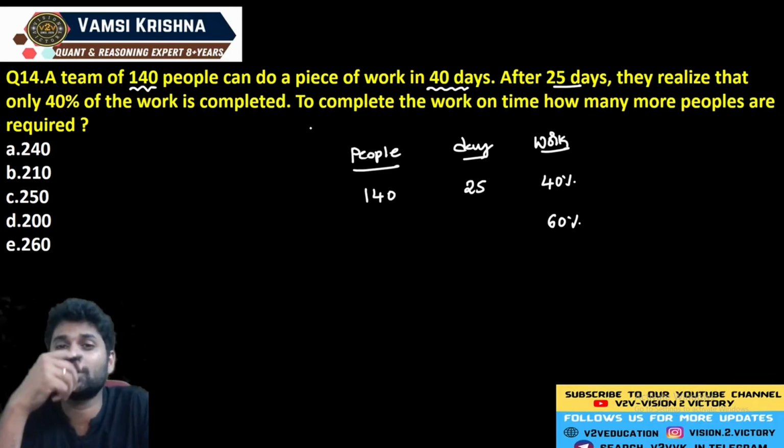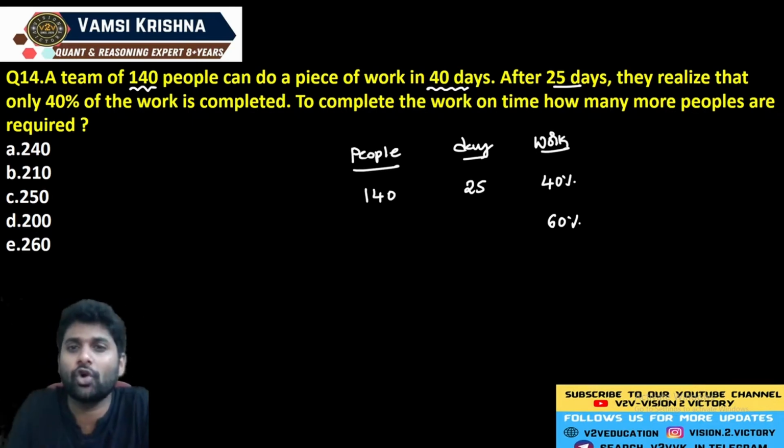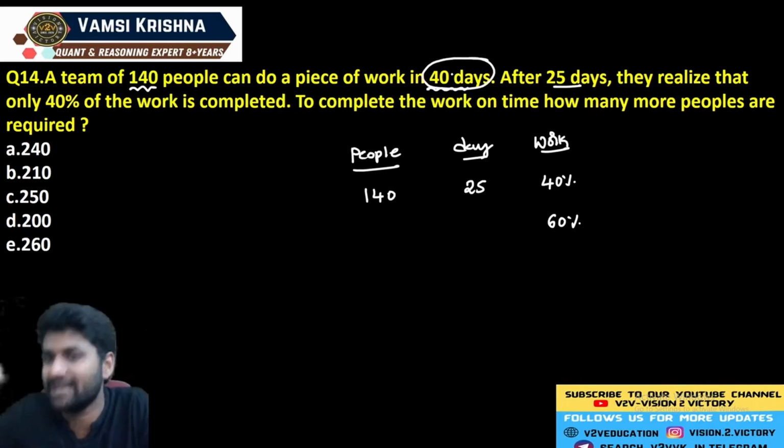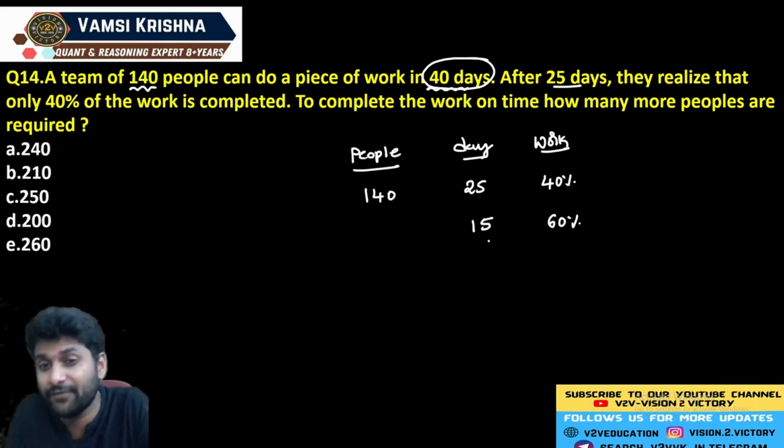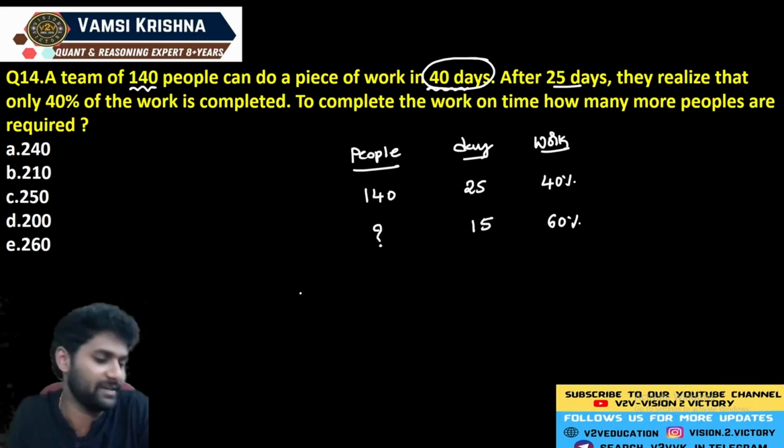And they clearly mentioned that to complete that work on time. So you already know the total time for the whole work is 40 days. 25 days are already completed, left with 15 days. So if you want to complete 60% of work in 15 days, how many people do we require? So that's the question. Guys, let me tell you, we are solving this question in the fraction method, numerator by denominator.